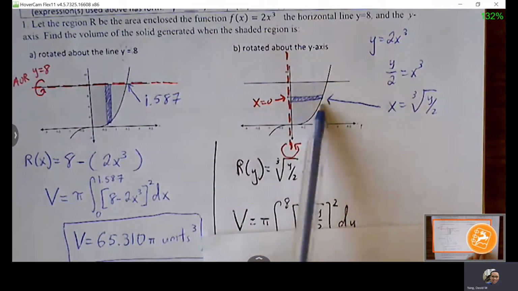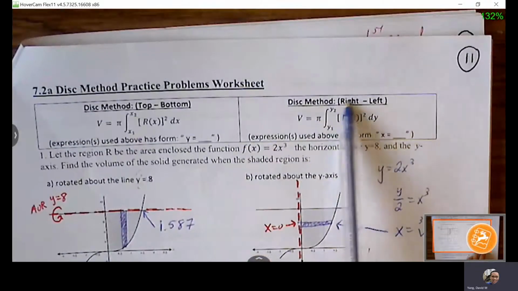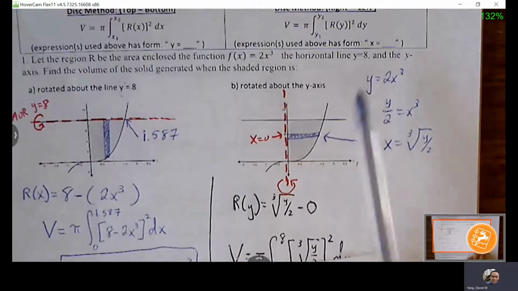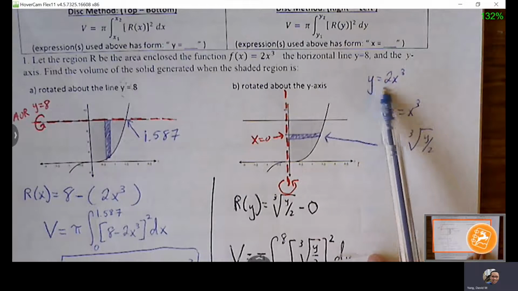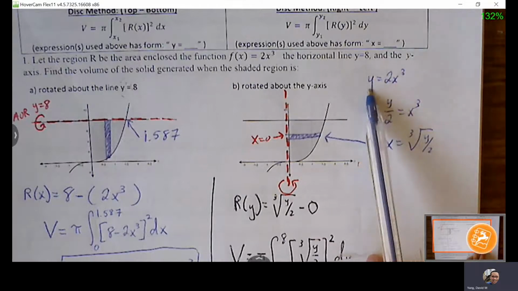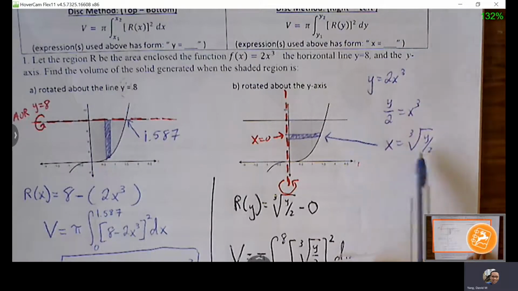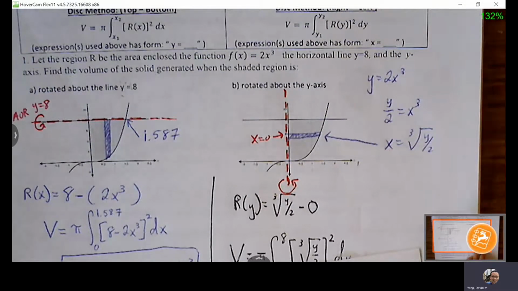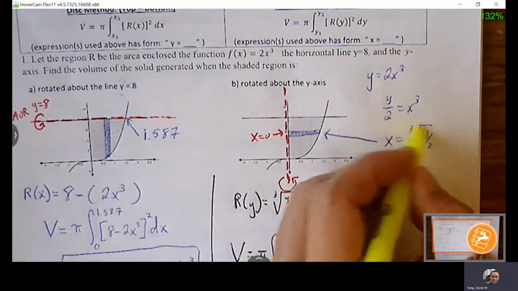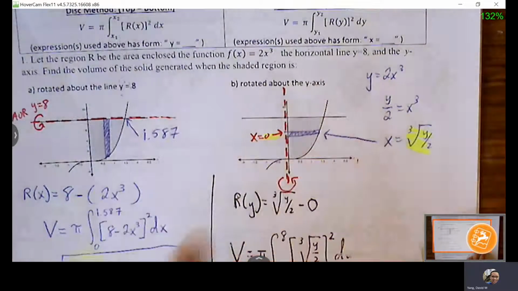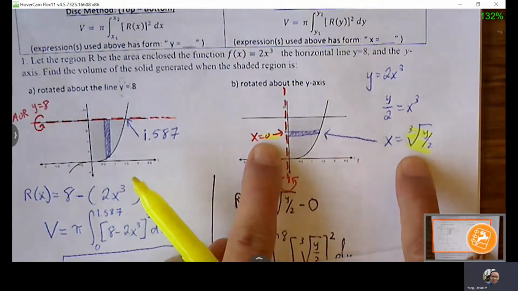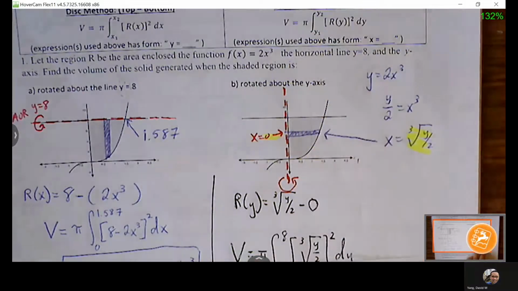Okay, right minus left indicates everything has to be in terms of y. So if everything is in terms of y, we have to rewrite our equation. This is in terms of x, so this is not ready for us to use. So we divide by 2, take the cube root of both sides. Now that our expression is in terms of y, we can use it. And notice how all these equations are set up. Anytime your x is isolated on the left side, that indicates that the right side is prepared and ready for a right minus left format.